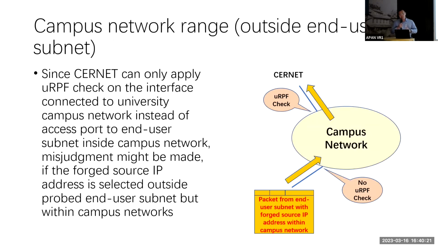From the diagram on the right, I see for the customer networks who don't apply the URPF check on their links to the user subnets, a packet from the user subnets with a false source IP address within the same campus network can bypass the URPF validation configured on the CERNET router.